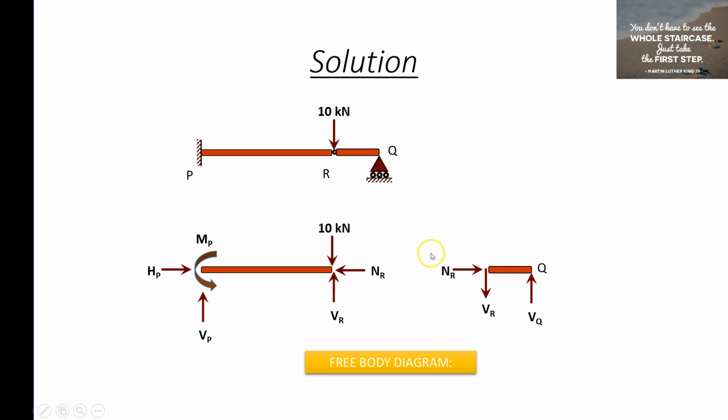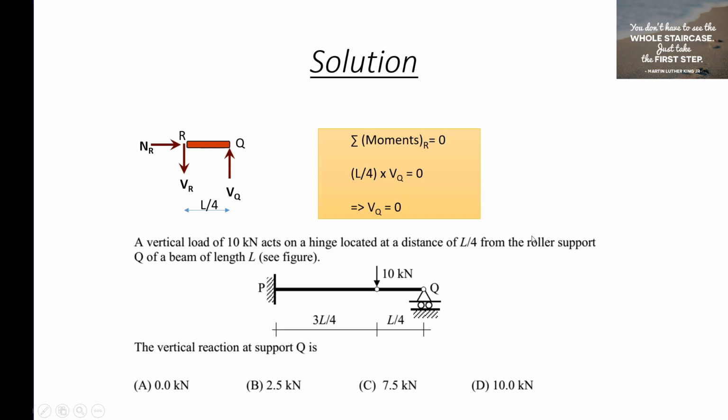And at this point we are seeing 3 reactions, because this is a fixed support, and at this point Q we are seeing one vertical reaction, VQ, because this is a roller support. Now we have 2 portions. In some problems we will have to make use of both portions, but in the given problem what we are asked is to find VQ. So we don't need the left portion. We are going to make use of only the right hand free body diagram.